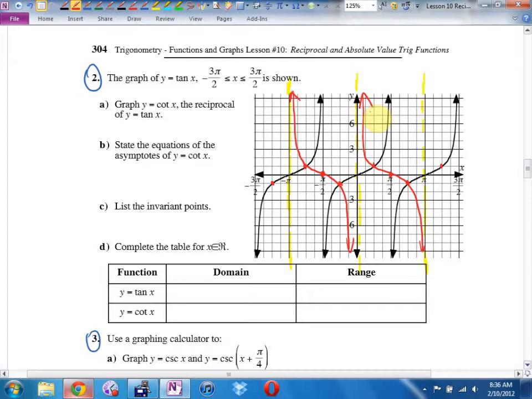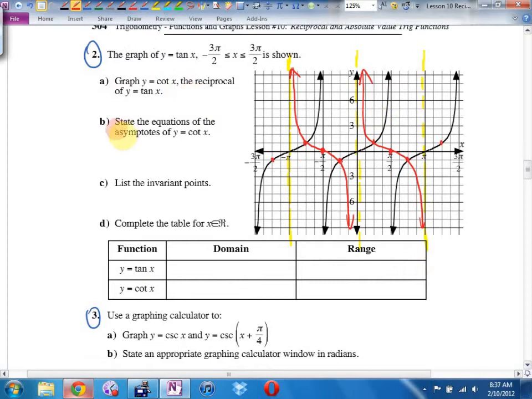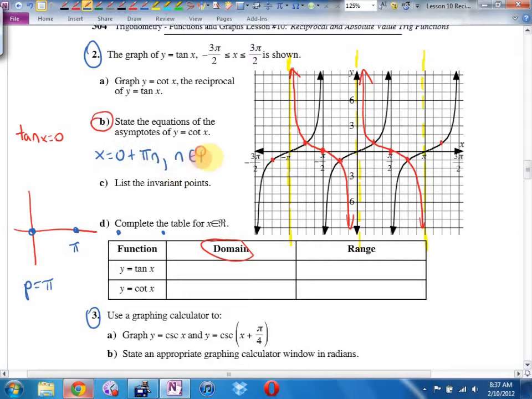Tell you what I will ask. I'm not going to ask you that. Going to ask you this. So, what are the equations of the asymptotes? If I didn't have the graph in front of me, Vlad, here's what I would say. Cotangent will have asymptotes where tangent is zero. Where is tangent zero? I know that tangent is zero right there at zero. I know that tangent has a period of pi, so it's going to be zero at pi, zero at 2 pi, zero at 3 pi, zero at 4 pi. You know where cotangent's going to have asymptotes then? At x equals 0 plus multiples of pi, where n is an integer.